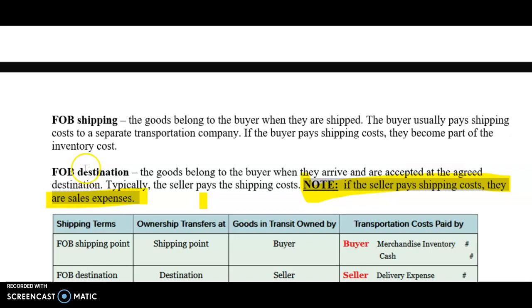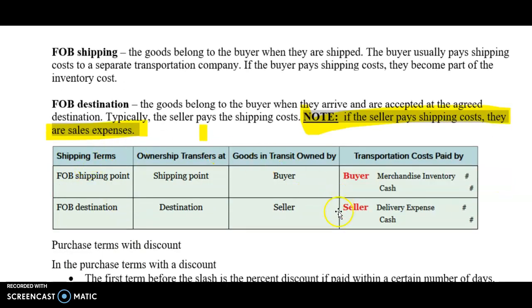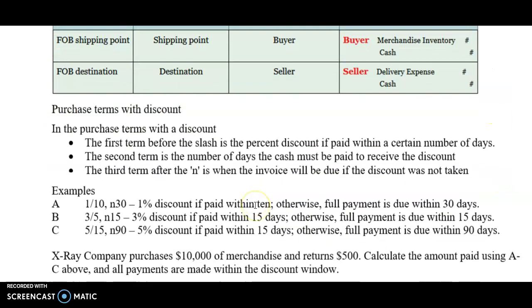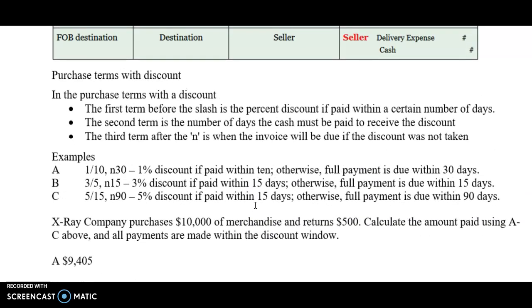FOB Destination. All right. Typically, the seller pays the shipping cost. This is why I think this is Amazon. If the seller pays shipping costs, it's a sales expense. Here's a neat little summary for you to use. Real quick before we conclude this video, I want to go over discounts. No matter if it's FOB shipping or if it's FOB destination, not relevant for this conversation.